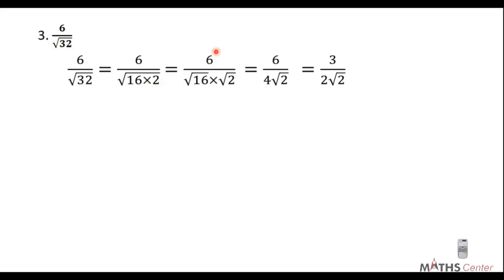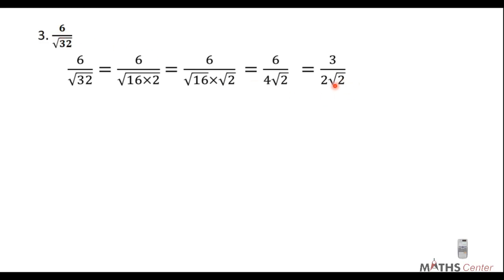Then this will give us 6 over square root of 16 times square root of 2. Square root of 16 will give us 4. Then we have square root of 2 here, so 4 times square root of 2. Then we can see from here that 2 can cancel itself. 2 can cancel 4 2 times and cancel 6 3 times. So this will give us 3 over 2 square root of 2. Now you can see that this is our final answer after we've simplified this.